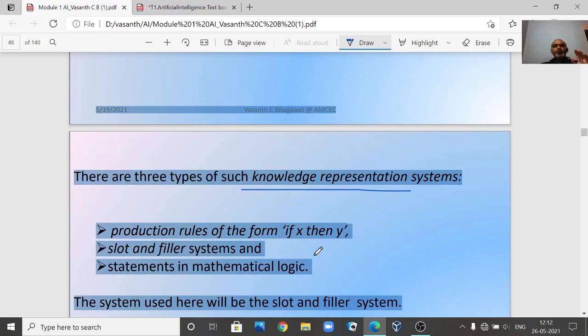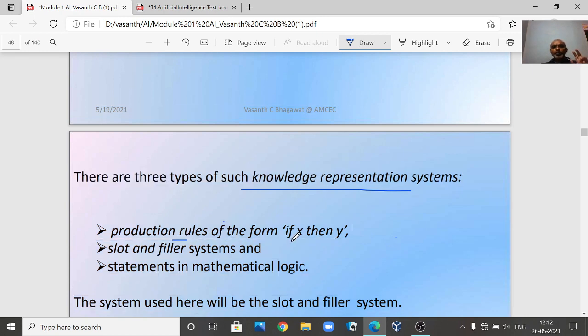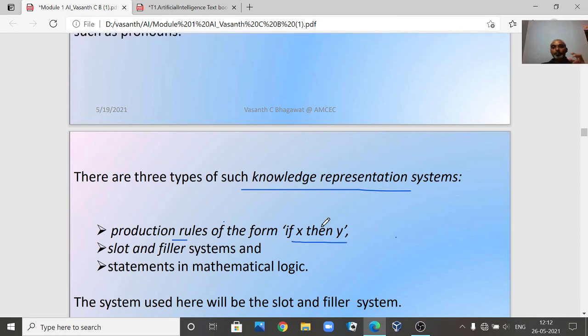When you look at the various forms of knowledge representation, we have something called production rules, which are in the form if x then y. We already discussed this in the previous class, when we took the chess game and represented it. We saw that if x then y is one type of knowledge representation, called production rules. Similarly, we have slot and filler, mathematical logic, scripts, and frames. All these we will be studying in our forthcoming modules or in the other chapters.